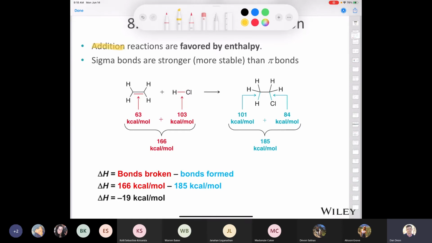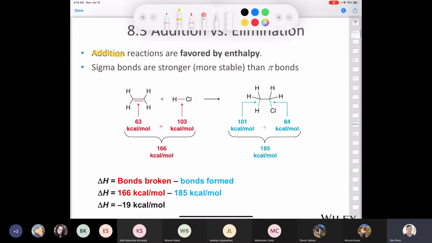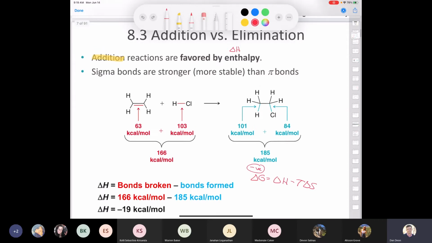And again, this is just me kind of rehashing what I just stated. We're talking about addition reactions. So again, an addition reaction is favored in terms of delta H, enthalpy, the change in delta H. Since I'm breaking a pi bond, which is weak, and I have to break a sigma bond, in this case, overall, you can see that more energy is being released than is being put in. And so the delta H for the reaction is a negative value. Now, again, we have delta G, which is equal to delta H minus T delta S. So far, we want to have a negative delta G in order for our addition reaction to be spontaneous, and we've got a negative delta H.